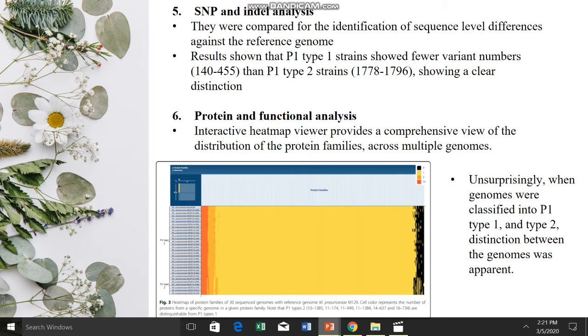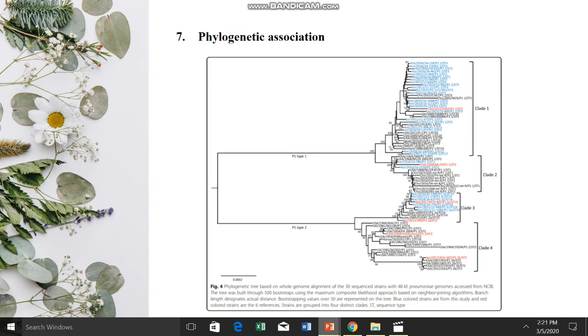So next is SNP and indel analysis. They show fewer variant numbers in P1 type 1 strains compared to P1 type 2 strains. So for protein and functional analysis, based on the picture, the heat map viewer provides a comprehensive view of the distribution of the protein families. So the distinction between the genomes was apparent.